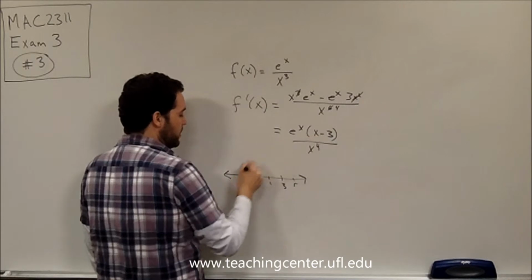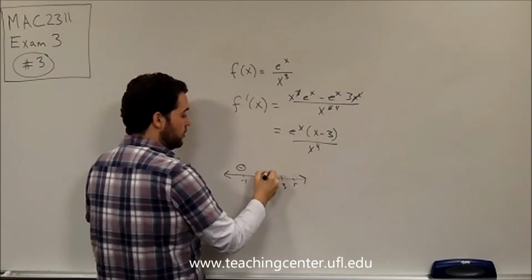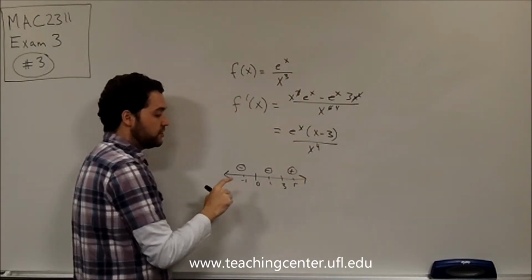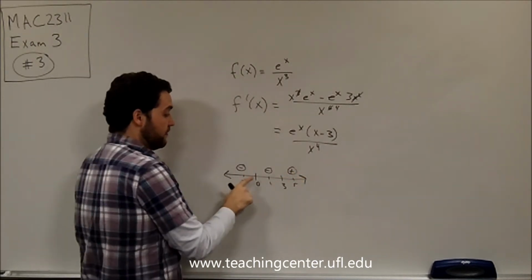So when you plug -1 into there, you get an overall negative. When you plug 1 into there, you get an overall negative. And when you plug 5 into there, you get an overall positive. So you can see that 0 actually isn't an extrema at all. It just goes from negative to negative.